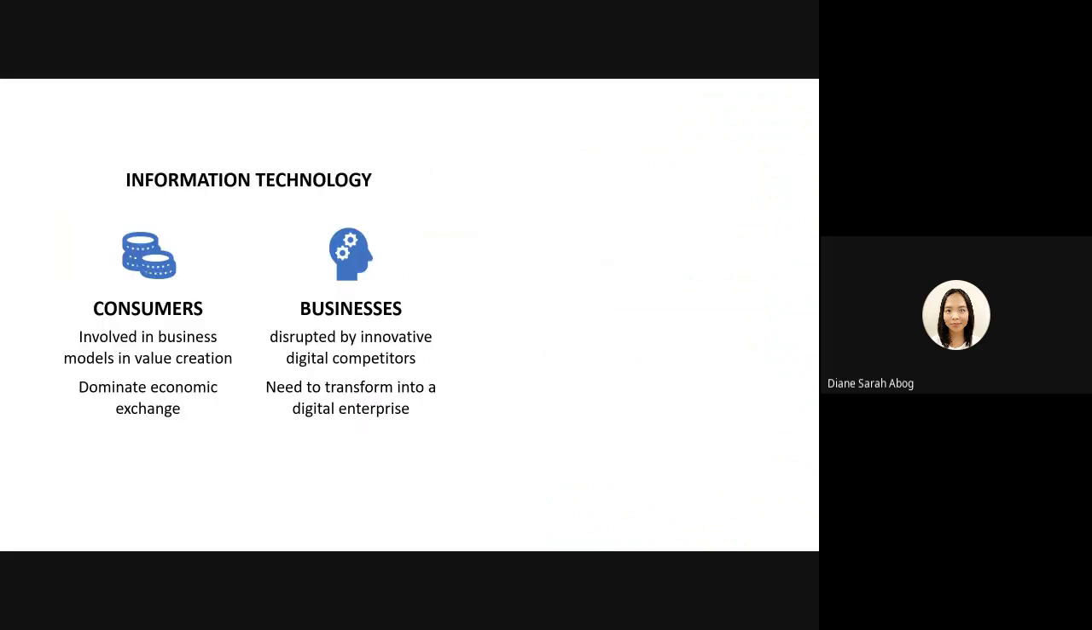So because of information technology, it enables new business models where consumers are actively involved in the value creation and economic exchange, and the dialogue is dominated by the consumers who are the beneficiary of the service. So now the power shifts to the consumers because they are the ones who create the value for the business.